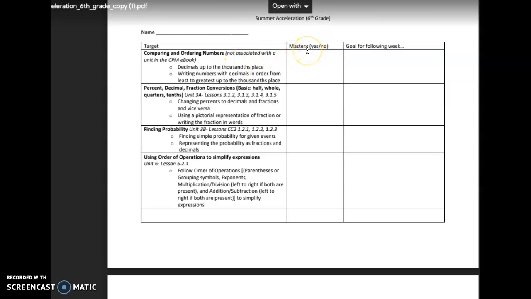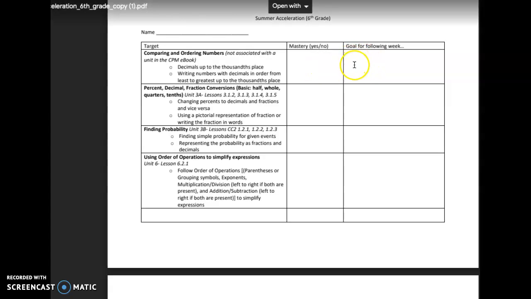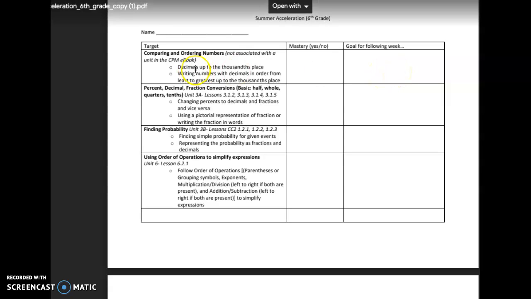Now, it says mastery, yes or no. This is helpful because in the Schoology folders, where there were pre-tests, this helps you say, okay, I took the pre-test, maybe you want to put a little P here, and on the pre-test I got this. So my goal for the week is to work on X, Y, and Z, putting that over here. Then maybe you do the post-test and write your score here so that you know yes or no, did I master that or do I need to come back to that? Your goal for the following week is where you're going to write the date and what it is that you're going to work on with comparing and ordering numbers.